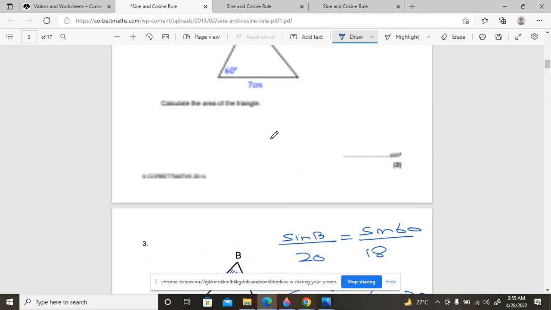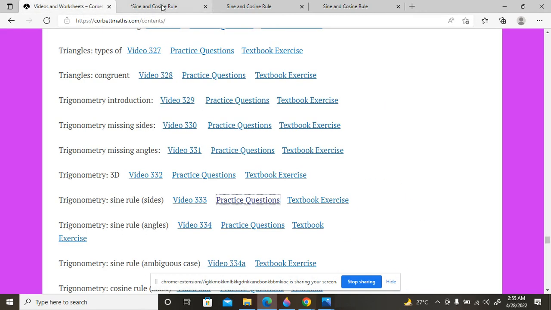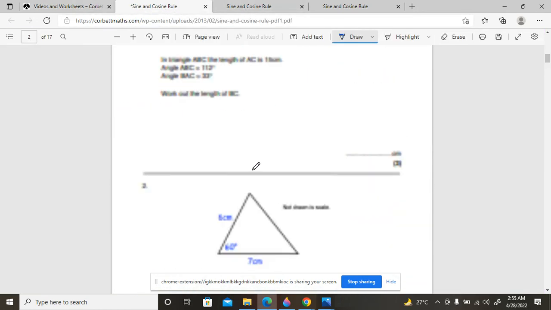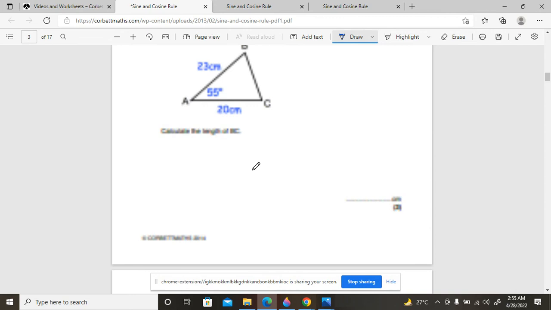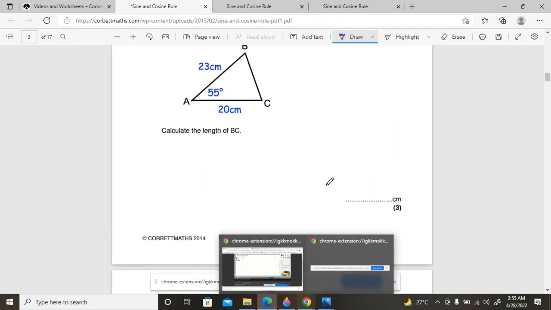So this was all about the sine rule. In the next video I'm going to explain what the cosine rule is. You can find the worksheets on Corbettmaths and also in your past papers as well. We will solve a few past paper questions as well. Okay, so thank you.